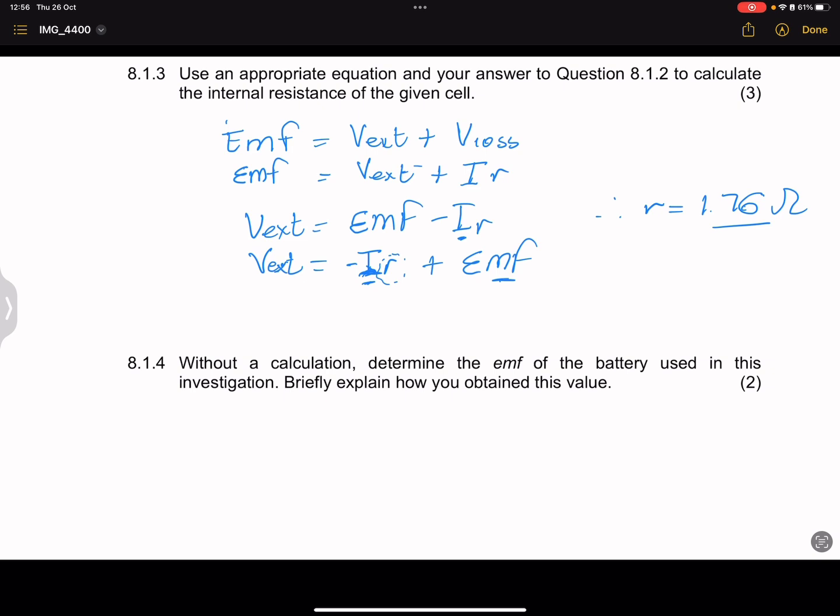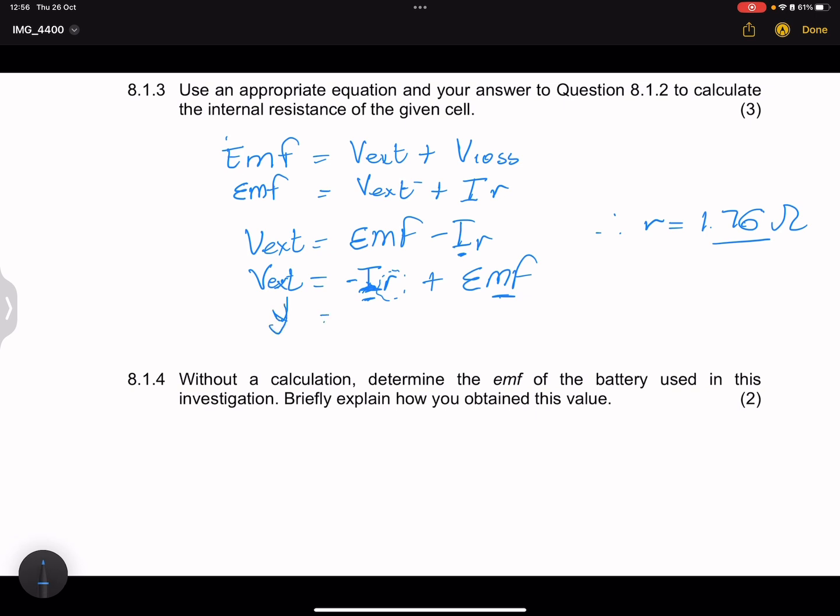So if we go back to that y is equal to mx plus c, you'll see, what is the EMF? It's going to be our c value, which is the y-intercept. In fact, that should be our y-intercept. So in this case, what does that tell us? It tells us that the EMF value, we will get it from our y-intercept. This is where the current is equal to 0.